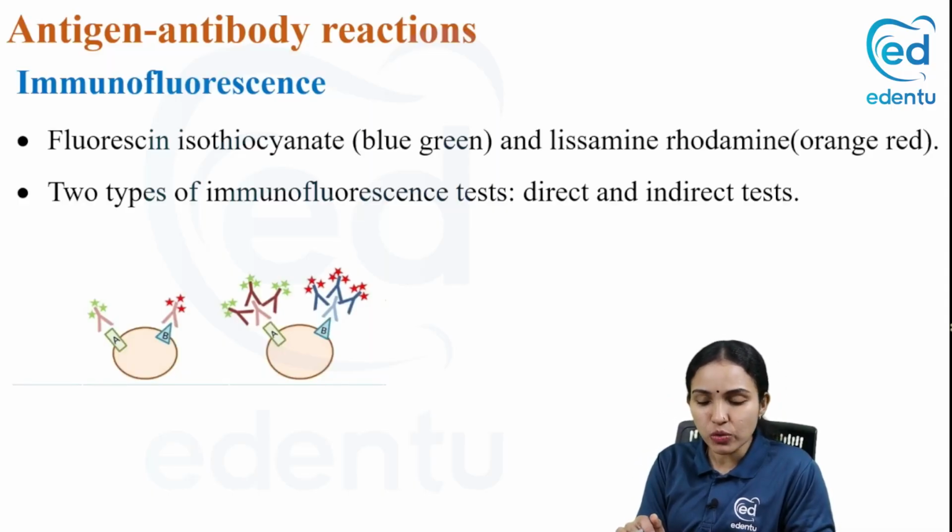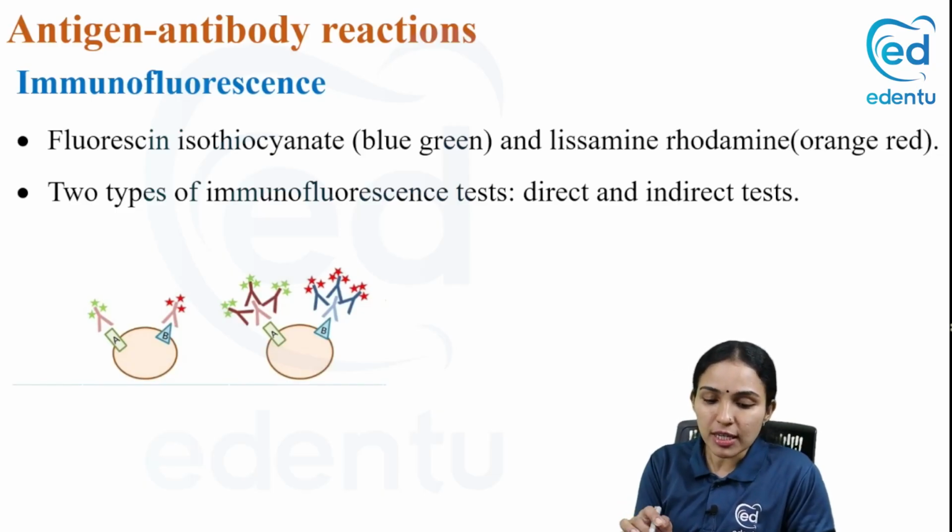So that is about ELISA. ELISA is an important 5-mark question. We'll see just what is immunofluorescence and what is radioimmunoassay. Immunofluorescence, we have fluorescent dyes.